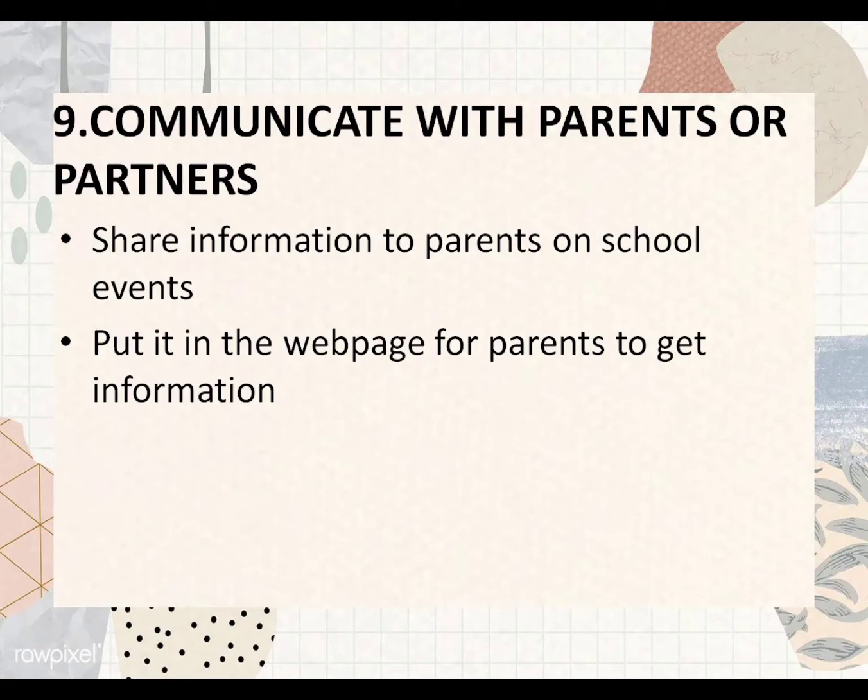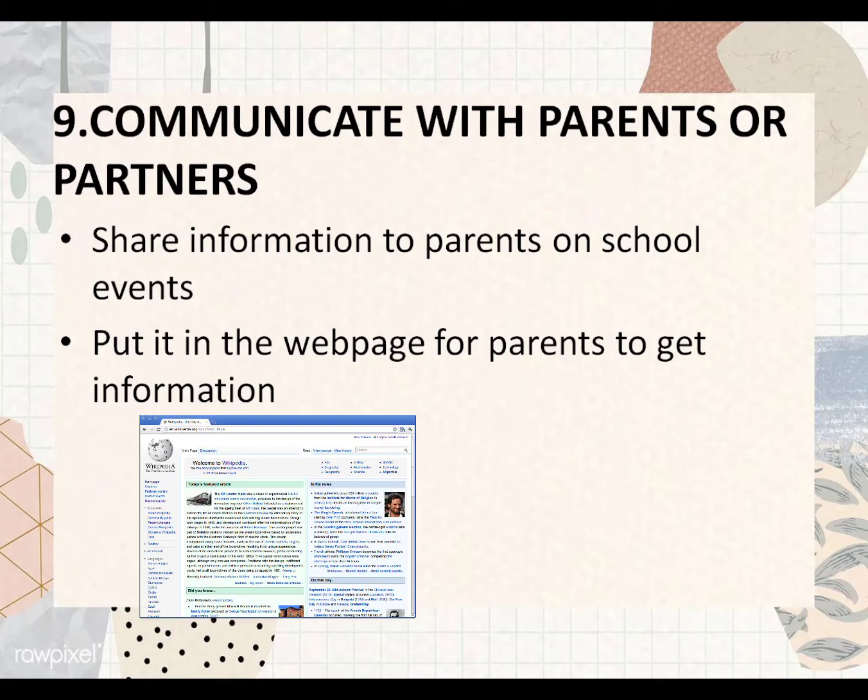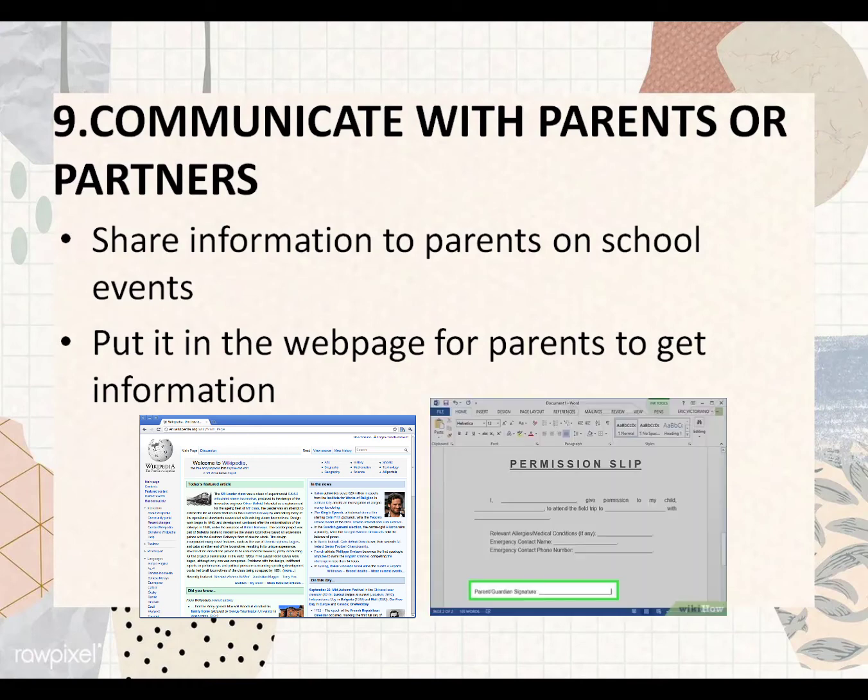Communicate with parents or partners. You can share information to parents on school events or activities in school. You can also put it in the web page to get information or include it in newsletters, permission slips, and etc. You can have them printed and parents can get the information. However, be sure to orient the parents on how to use QR codes.